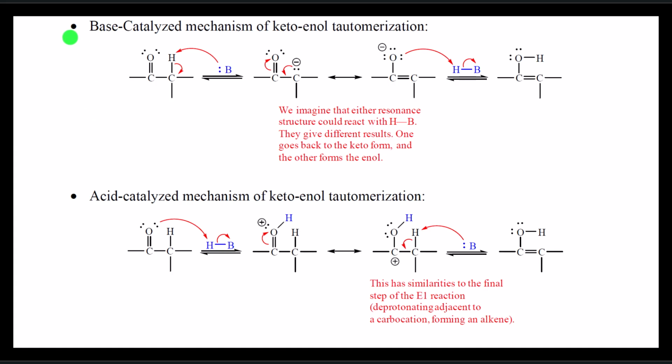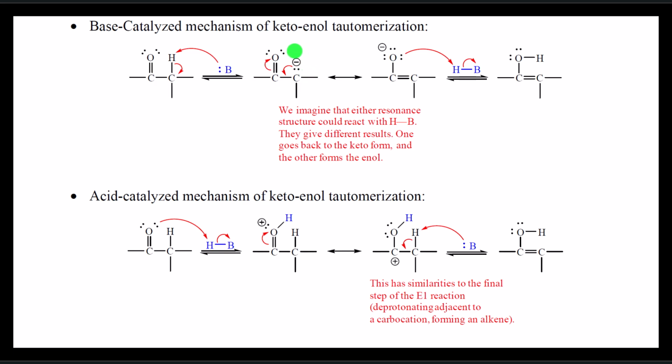We're now going to look at the mechanism by which this equilibrium occurs. First, in base, we start with the ketone, and the base deprotonates the alpha carbon. Remember that this alpha carbon in a ketone or aldehyde is generally more acidic than a typical CH bond. This creates an enolate, and as we discussed in the previous chapter, the enolate has a resonance structure. When we have multiple resonance structures, we can imagine either resonance structure reacting.